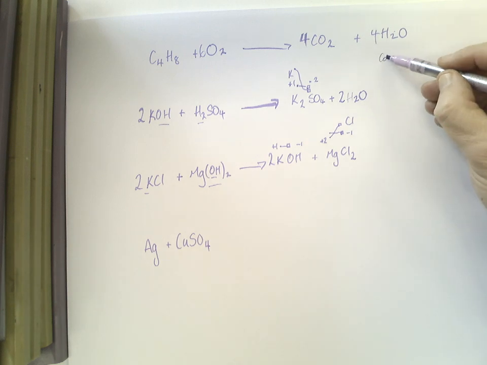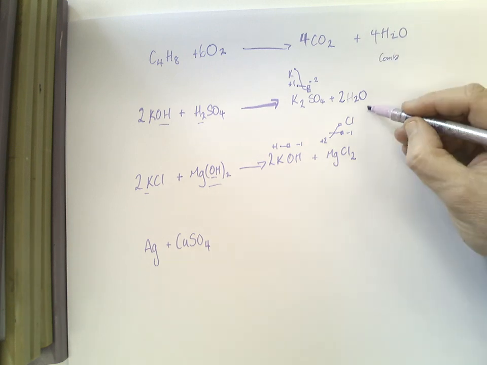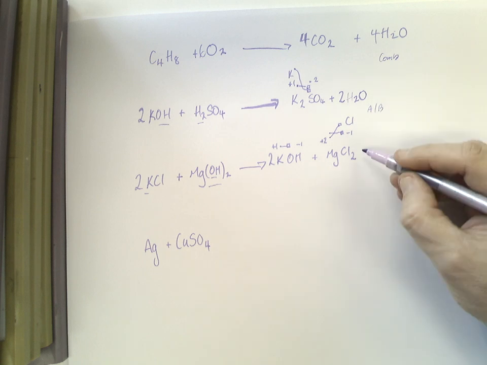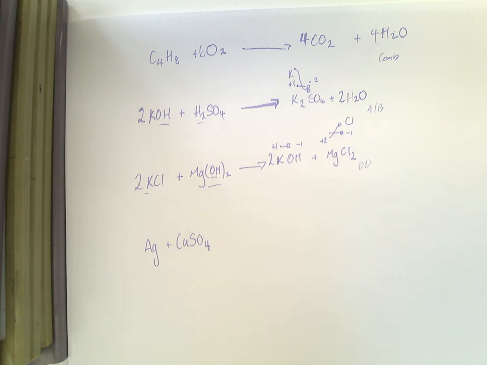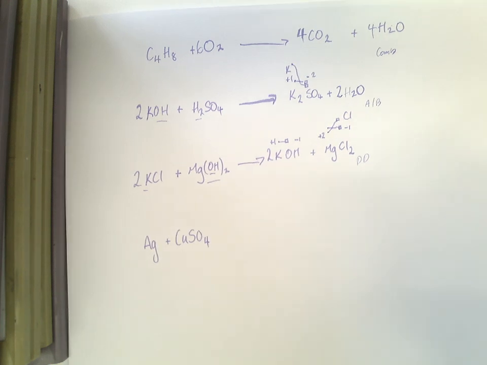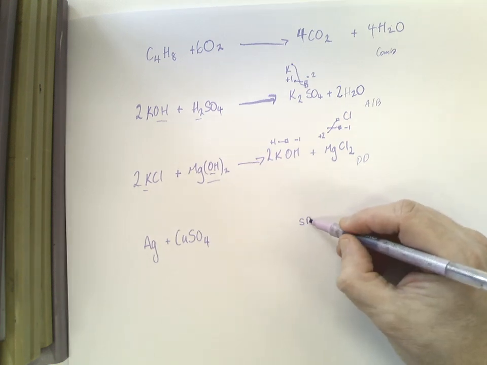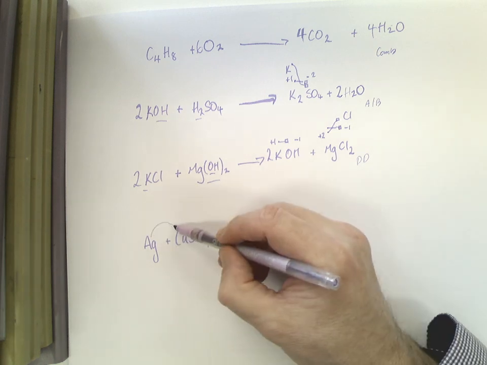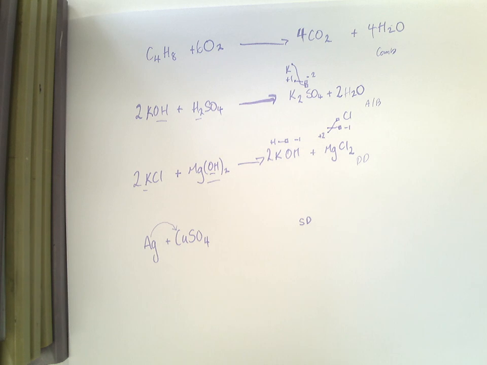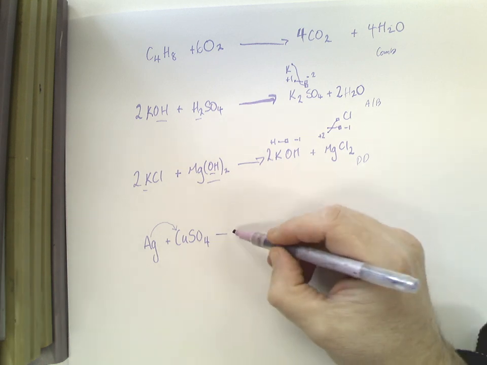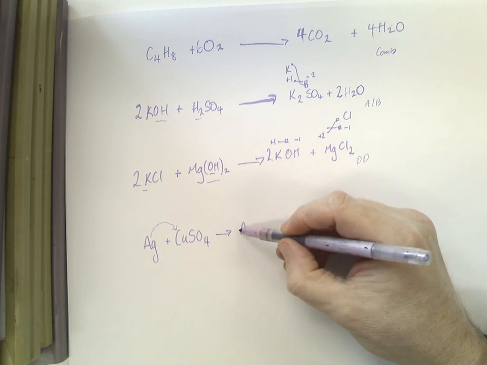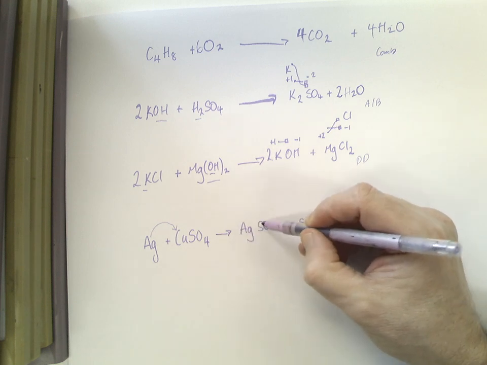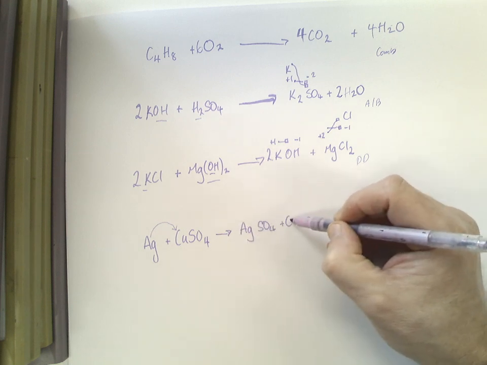So we pick this one as being a combustion reaction, we pick this one as being an acid-base reaction, and this one as being a double displacement reaction. So what's left? Well, this one, of course, which hopefully you've seen by now, is going to be a single displacement reaction. And what's going to happen is that this silver is going to come over here and it's going to replace the copper in the copper sulfate. So let's draw a line here. We're going to go, okay, Ag and SO4, and then we're going to have this copper by itself.